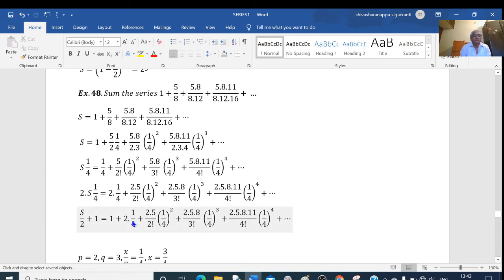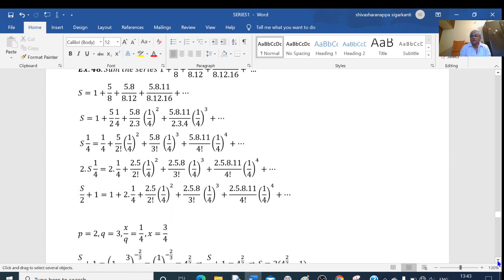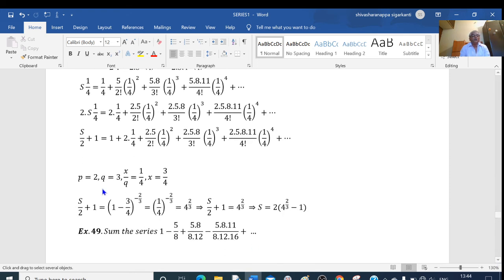Right side, here we have p equal to 2, q equal to 3, x by q equal to 1 by 4. Right side can be written as 1 minus x to the power minus p by q. So p equal to 2, q equal to 3, x by q equal to 1 by 4. Therefore, x equal to q by 4. q is 3, 3 by 4. x equal to 3 by 4.